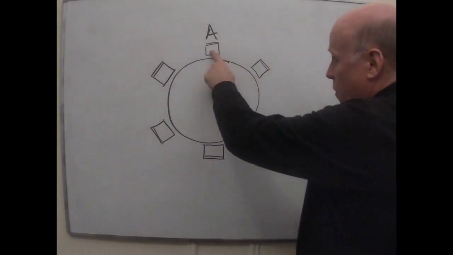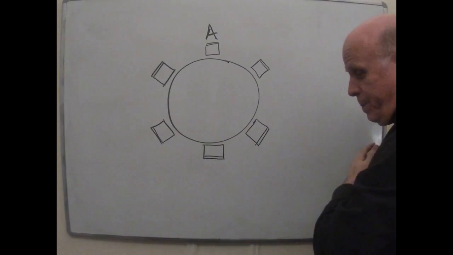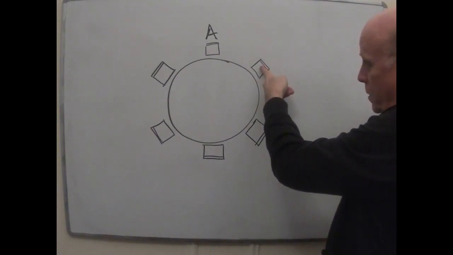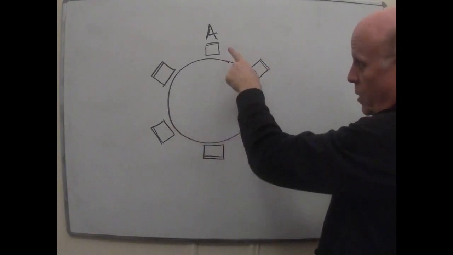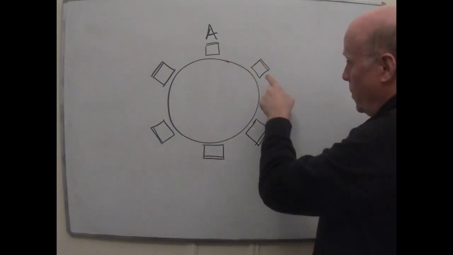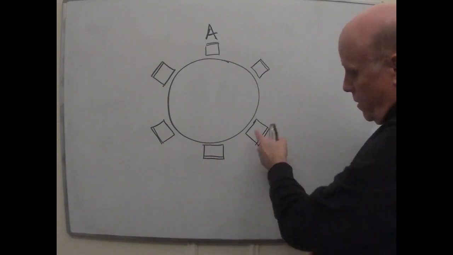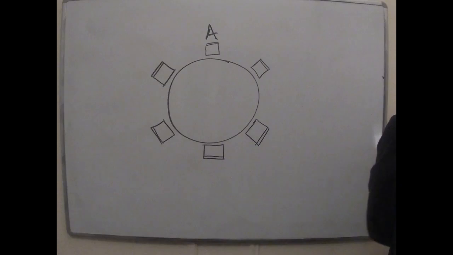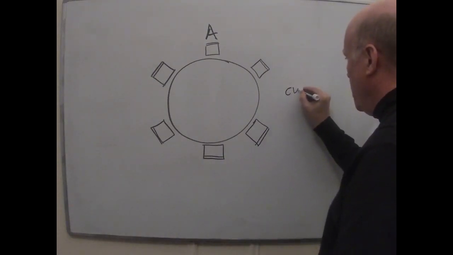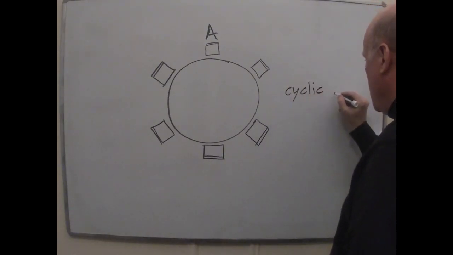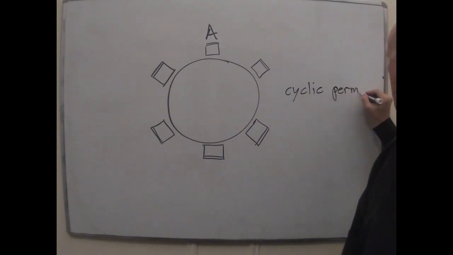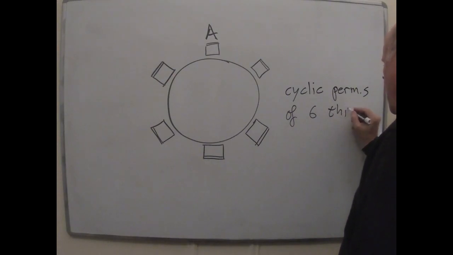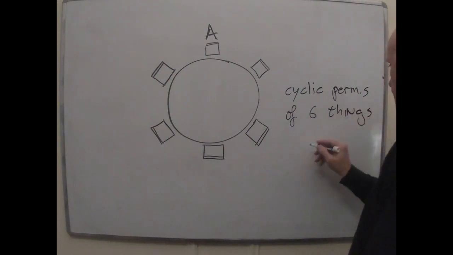Well, once you've selected that person and made it fixed, it's just how many choices for here. We had 6 people, one of them has been seated at the head, so there are 5 possibilities for there. Then 4, 3, 2, 1. So the number of cyclic permutations, that's what these are called, of 6 things is 5 factorial.